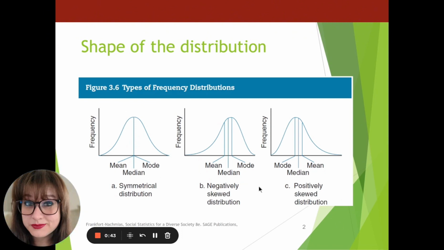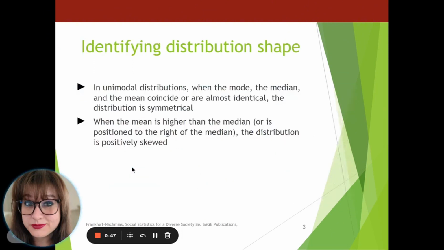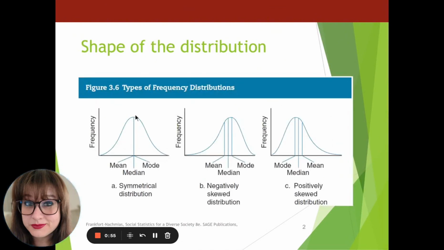So if you look at them in this case, your mean, median, and mode, this is when it's unimodal. So like the next slide right here, in unimodal distributions, when the mode, the median, and the mean coincide or are almost identical, the distribution is symmetrical. So if they're almost identical, the distribution is symmetrical. You can see it's the same on both sides.